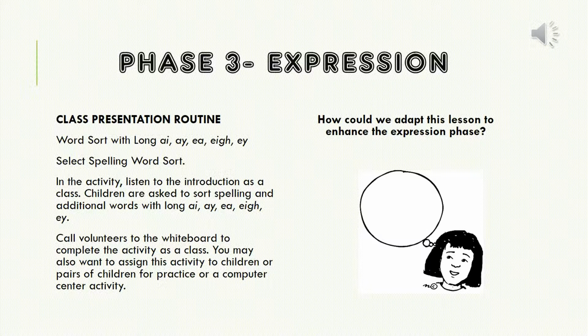Phase 3, expression. Class presentation routine. We're continuing the word sort. In the activity, listen to the introduction as a class. Children are asked to sort their spelling words. Call volunteers to the whiteboard and complete the activity as a class. You may want to assign this activity to children or pairs of children for practice or a computer center activity.